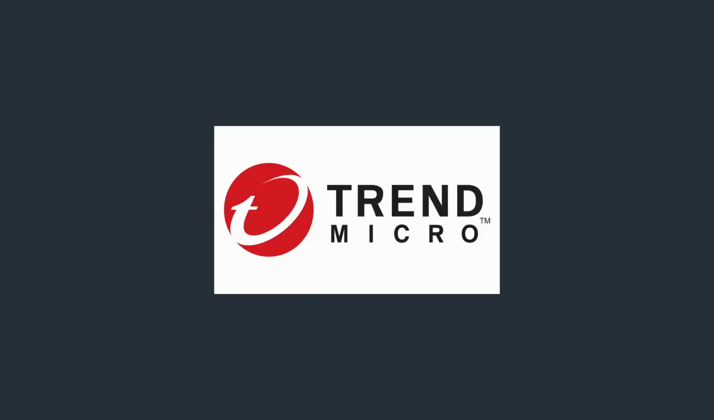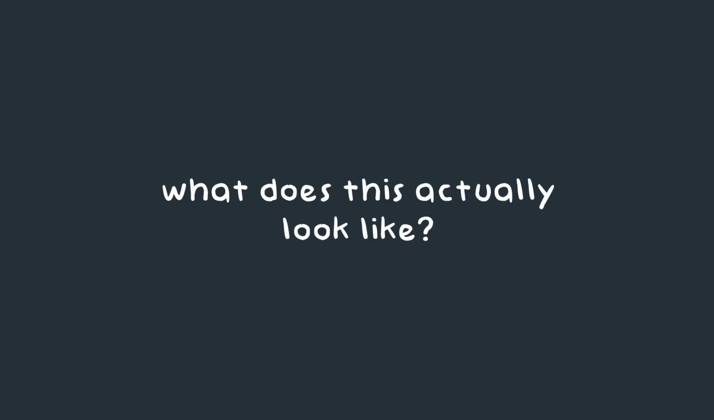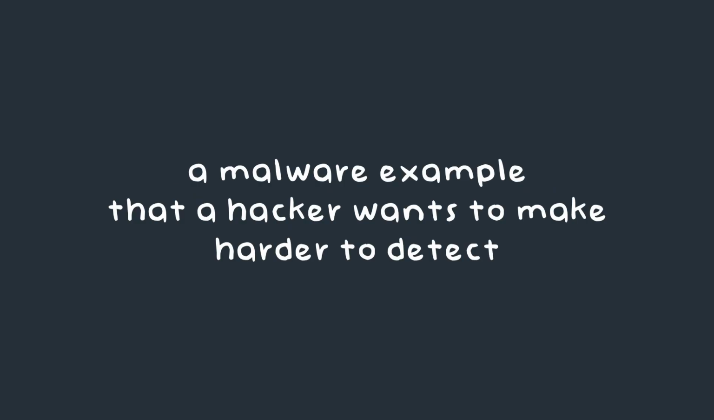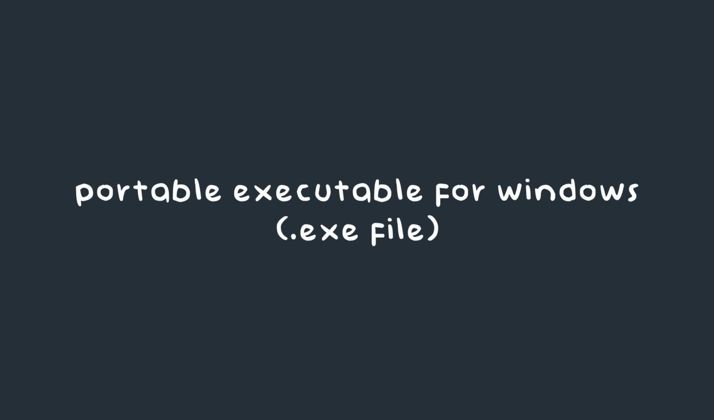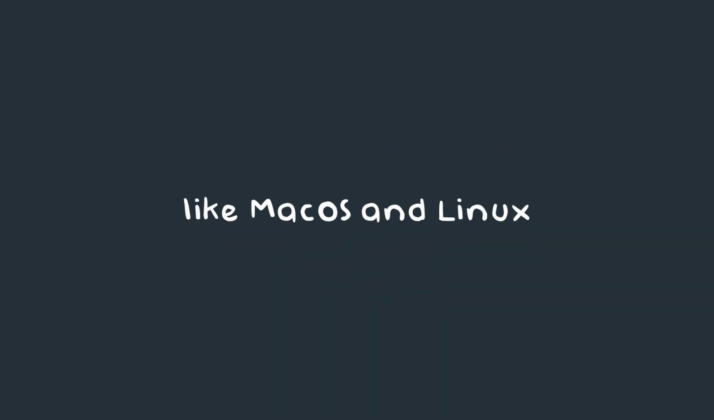So what is a crypter? Trend Micro, an IT security firm, has defined what a crypter is. A crypter is a type of software that can encrypt, obfuscate, and manipulate malware to make it harder to detect by security programs. Now, definitions are great and all, but what does this actually look like? Let's start with a piece of malware that a hacker or red teamer is trying to make harder to detect. This will usually be in the form of a portable executable for Windows, but the logic for this explanation will also apply to Unix-based systems too, like Mac and Linux.